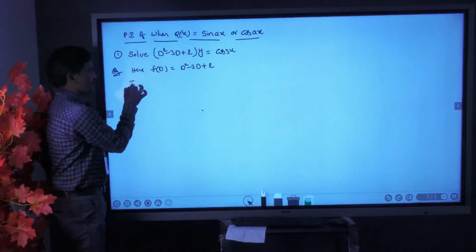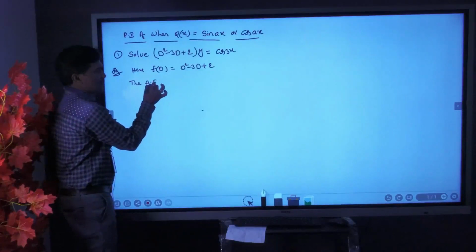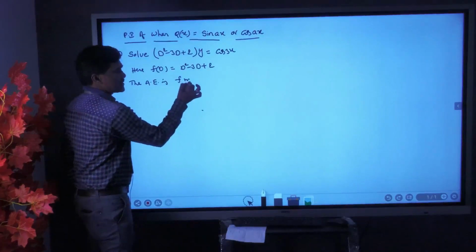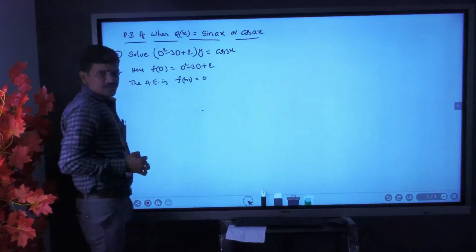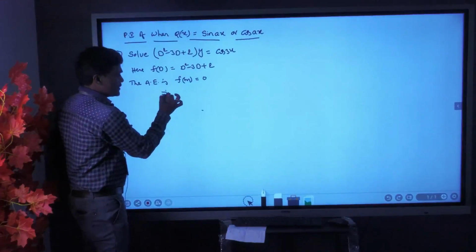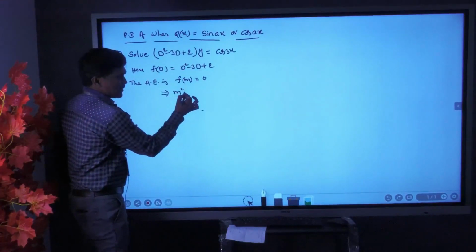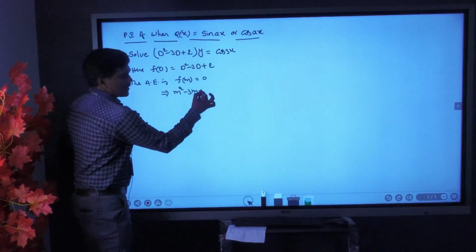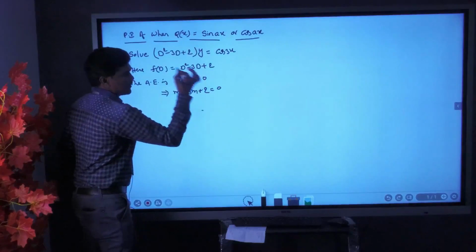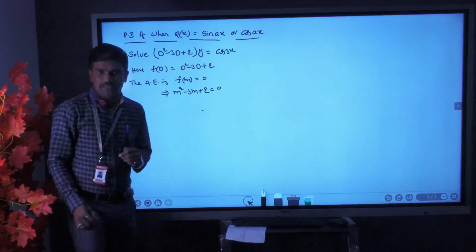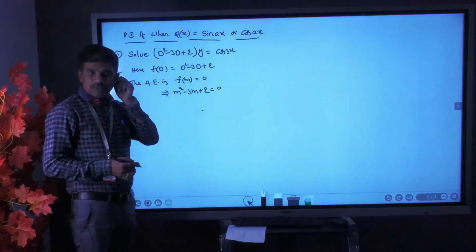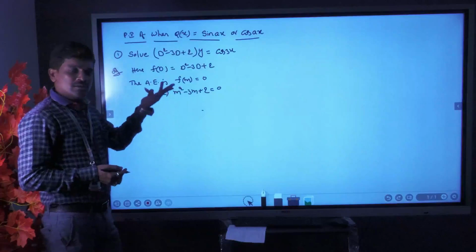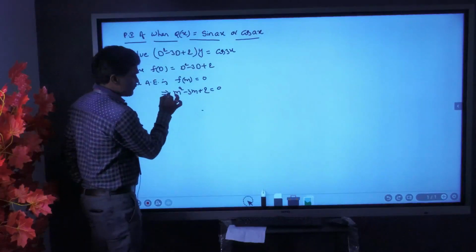Now to find the complementary function, first write the auxiliary equation. The auxiliary equation is f of m is equal to 0. Now what is f of m? Replace D with m in f of D. Then we get m square minus 3m plus 2 is equal to 0. Now it is a quadratic equation. Find the roots by using minus b plus or minus square root of b square minus 4ac by 2a, or in another way.